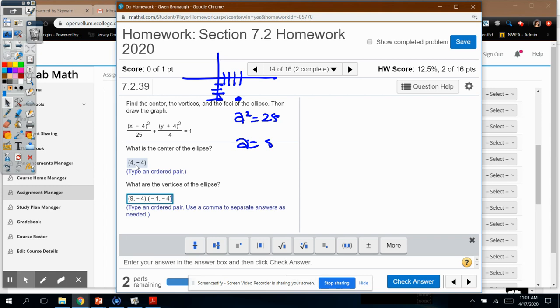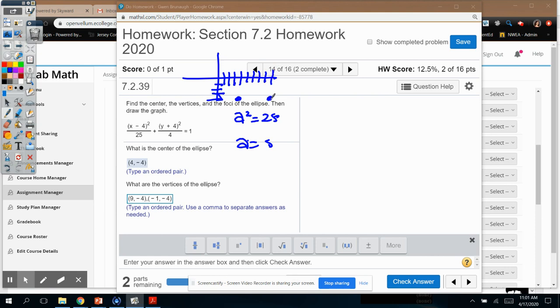You are welcome to put the dots if that will help you just by counting. Count over 5. Still down here because I would count from the vertex. And then I would count 5 the other way. Okay, in the X direction.